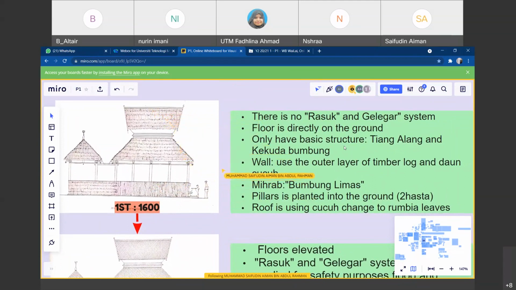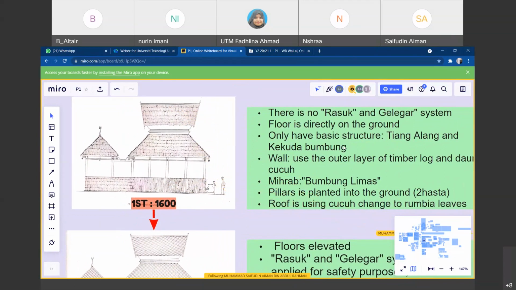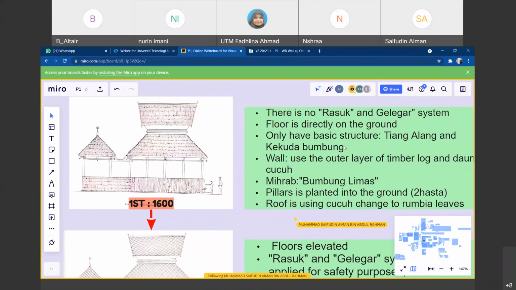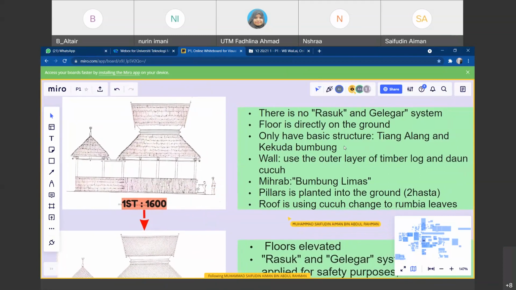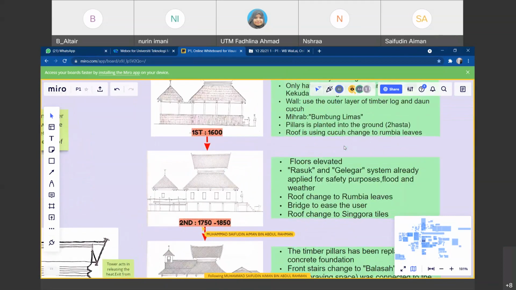For this mosque in the early stage, the pillars use a traditional measurement called two hasta, and the roof uses daun cucur at first and then changes to rumbia leaves, because there were so many rumbia leaves in the surroundings near the mosque. So the second renovation will be around 1750 and 1850.